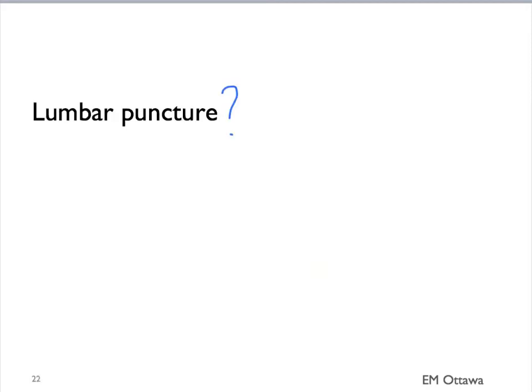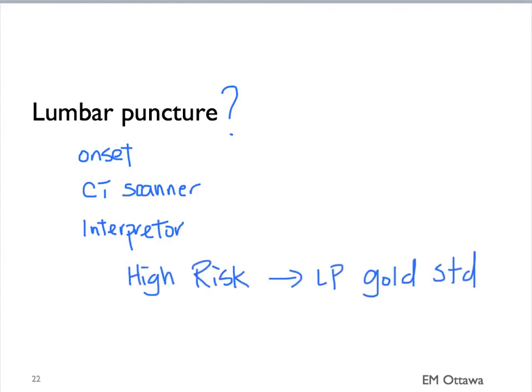In a patient that we're working up for a sentinel bleed, if the CT scan is negative, when should we do the LP? There are different studies in the literature that will shape our management. It has to do with the onset of the symptoms, how good the CT scanner is, and who's interpreting the images. In patients that have extremely high risk for a subarachnoid bleed, a lumbar puncture remains the gold standard. It is best to discuss each case with your attending physician to decide on management.